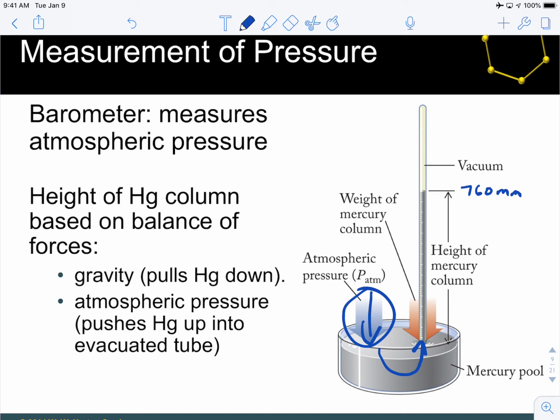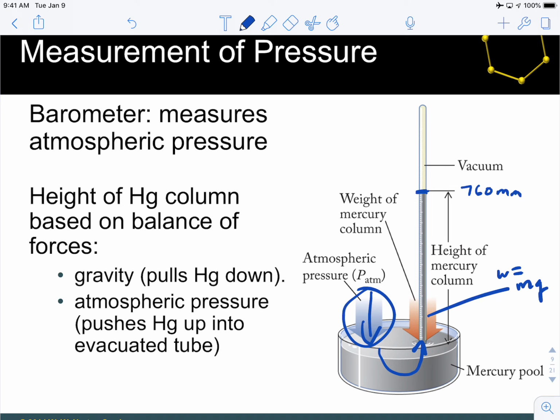However, there's another opposing force, and that is the weight of the mercury column as a result of gravity. Mass times gravity is what weight is equal to. You don't need to know that, it's a physics kind of topic, but you should be aware that's what weight is: the mass of an object times the acceleration due to gravity, which is, of course, 9.8 meters per second squared. The column stops rising when these two forces have equalized each other.